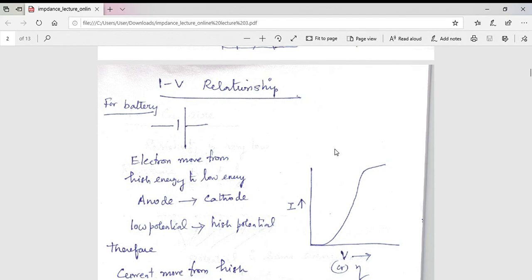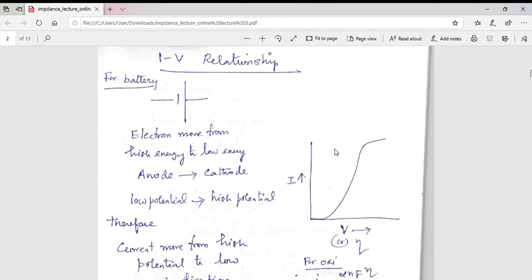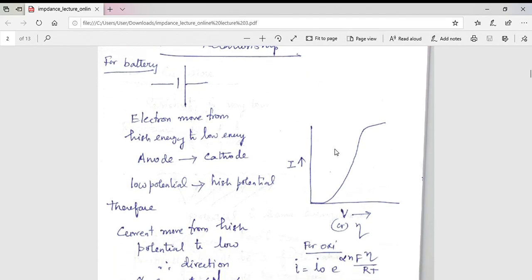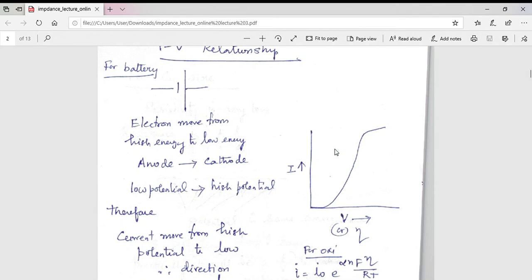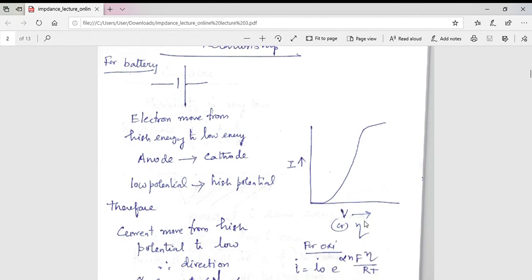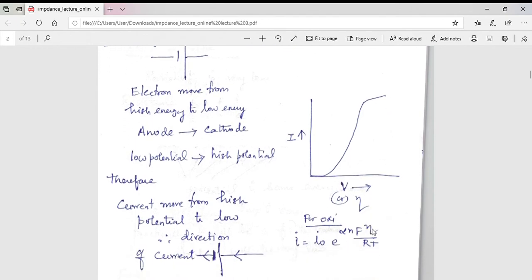Let us look at the IV relationship of a battery. As you all know, a battery is an electrochemical system, so the IV relationship is controlled by Tafel or Butler-Volmer kinetics. So the current and voltage are related exponentially.